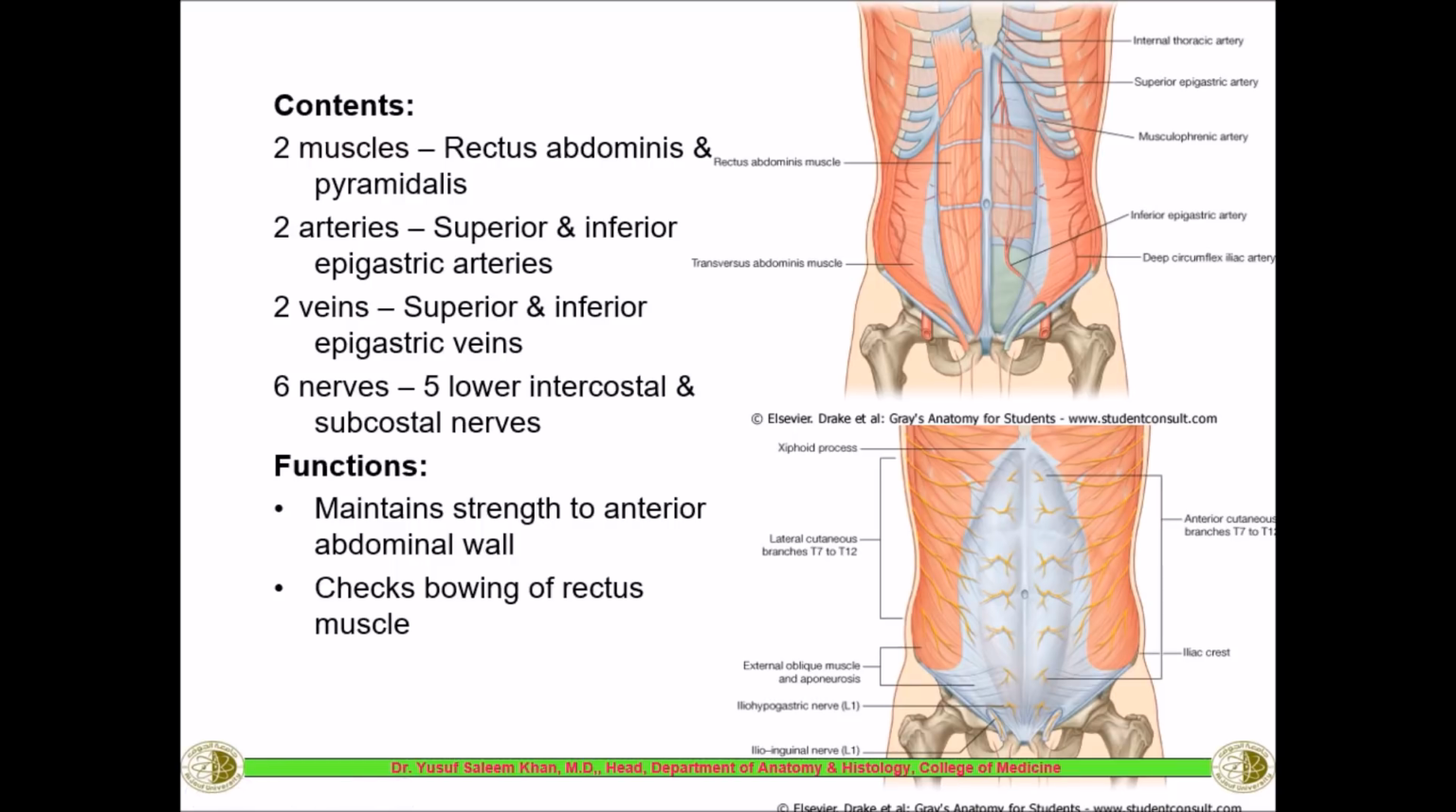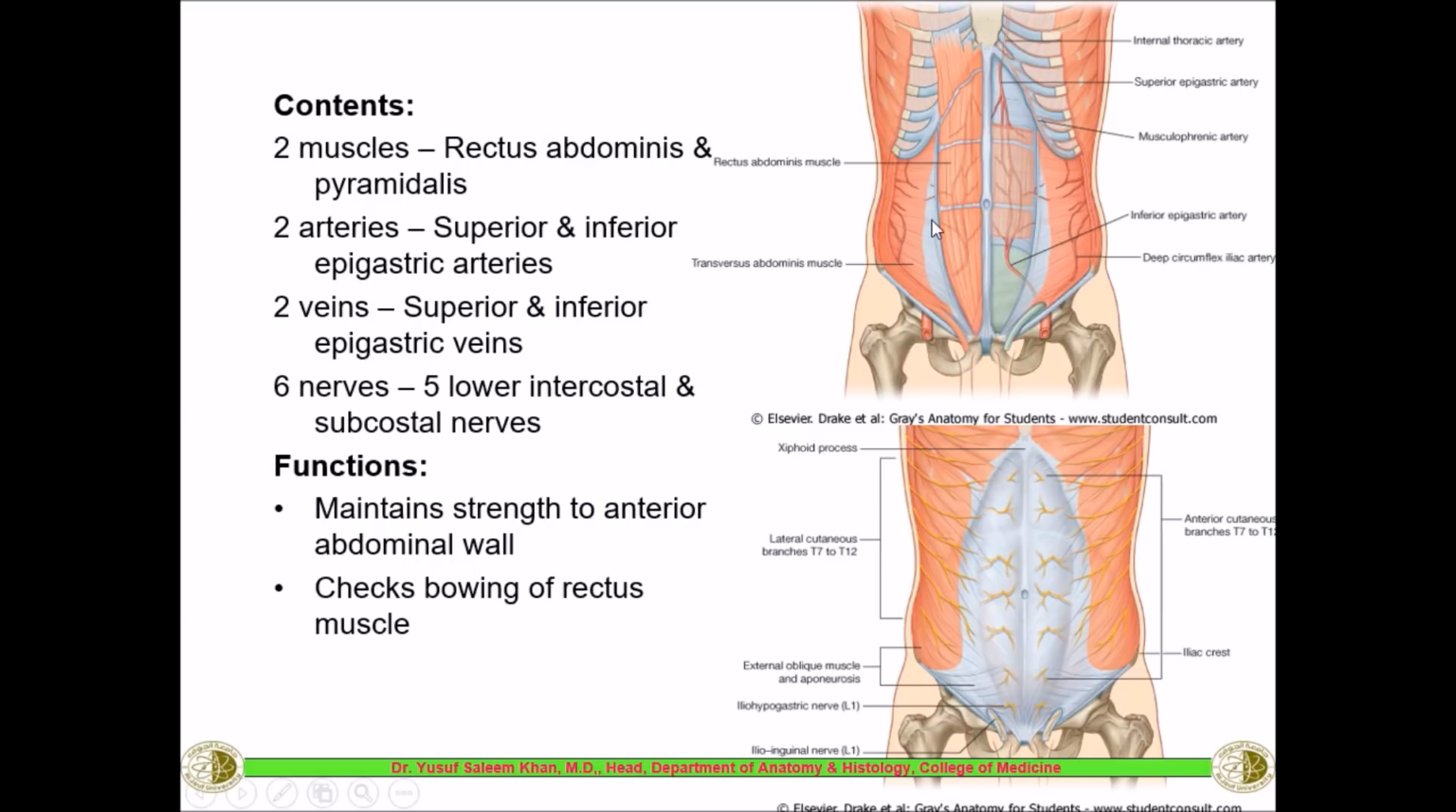Now coming to the contents. What are the contents of this rectus sheath? One we have seen already: the rectus abdominis. Along with that, this small muscle here also comes under the rectus sheath. So these are the two important muscles within this rectus sheath. The rectus sheath is nothing but the aponeurosis of all the three muscles, and it will be covering the rectus abdominis anteriorly and posteriorly, except the lower part in the posterior wall, which will be deficient.